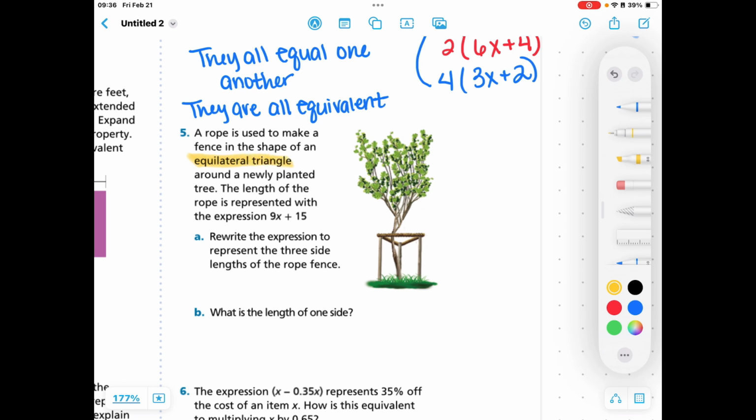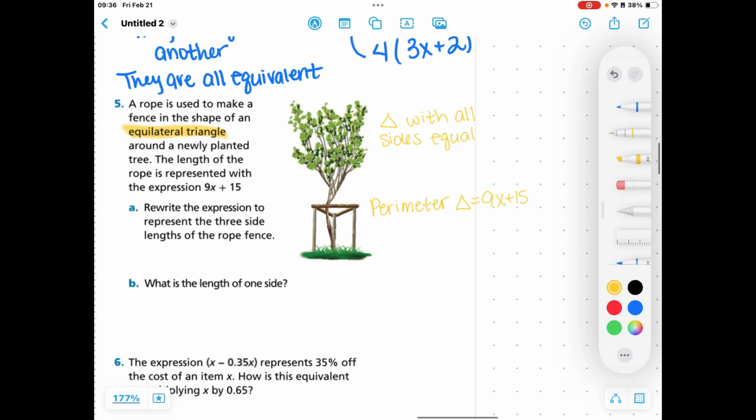An equilateral triangle is going to be a triangle with all sides equal. Therefore, the length of the rope, that's going to be perimeter. The perimeter of the triangle is going to equal 9x plus 15. Now, how many sides are there in a triangle? Well, there's 3 sides in a triangle, and we need to know the length of one side. All of this will equal 9x plus 15.